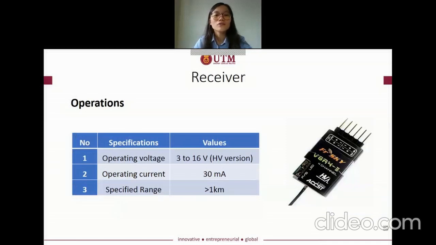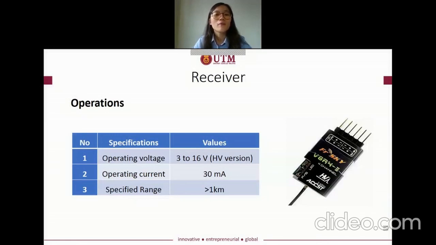Now, let's look into the receiver. Figure shows the chosen receiver. The main reason for choosing this receiver is that it has the same frequency band as the transmitter, that is 2.4 GHz. Table shows the operation specification of the receiver.